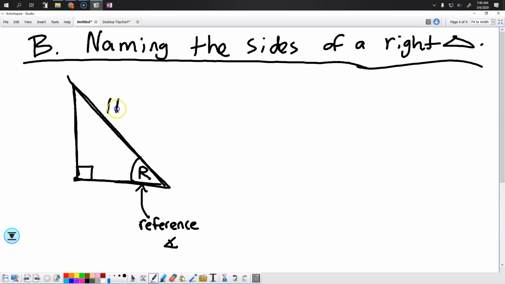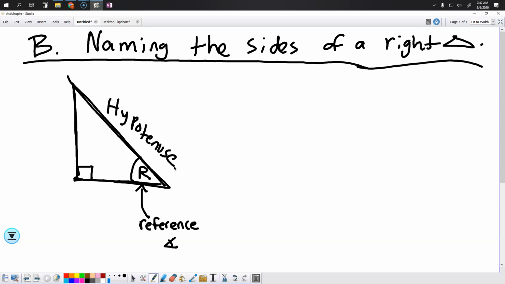So this is what we already know. This is the hypotenuse. Go ahead and write that down. That's true for every right triangle. You can always identify your hypotenuse. It's always the one directly across from the 90-degree angle. That will be true for any right triangle.